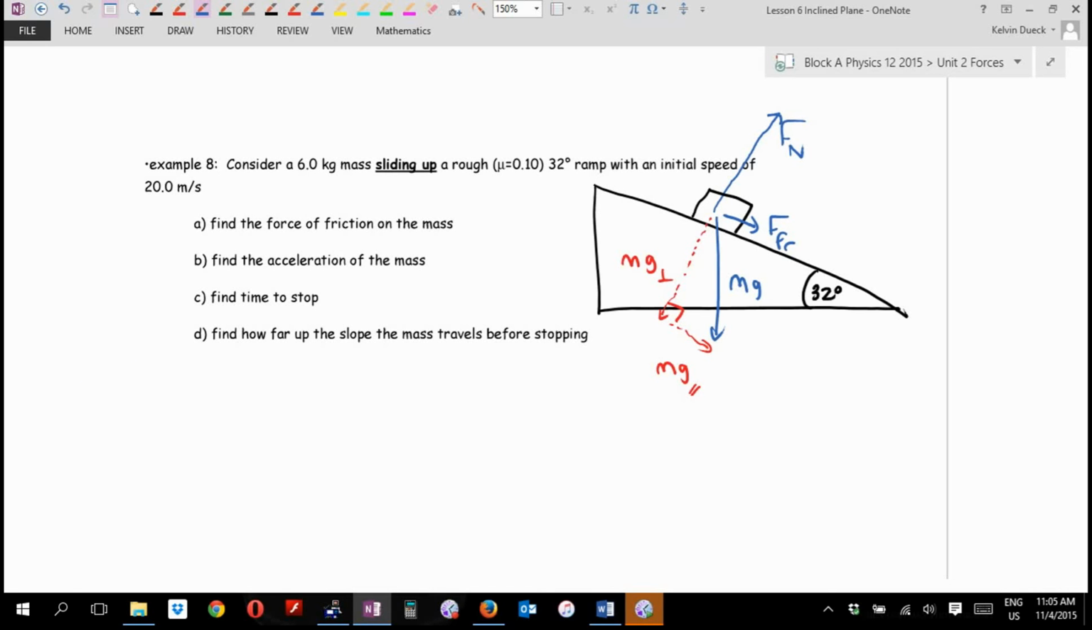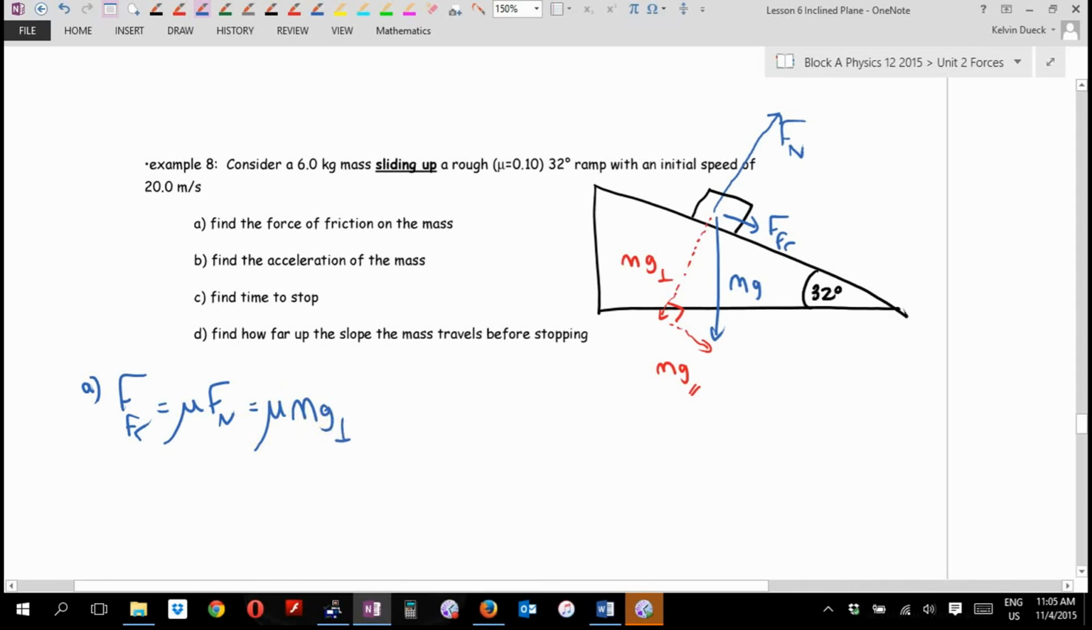A says, find the force of friction. Well, friction equals mu times the normal force. I don't know the normal force. Oh, but look, another force the same size as the normal force. Oh, mg perpendicular. Which trig function is mg perpendicular?